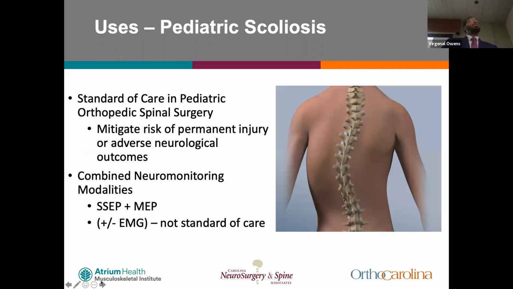For pediatric scoliosis, neuromonitoring is considered the standard of care. There have been multiple studies that show that it helps to mitigate the risk of permanent injury and adverse neurological outcomes. They recommend that you use combined neuromonitoring modalities. So pretty much everyone here does SSEP and MEP. In terms of EMG, this is not considered standard of care at this time. The reason is multifaceted: it's less sensitive in the thoracic spine, where you usually need pedicle screws for scoliosis patients. There are no established thresholds. So sometimes certain surgeons use it, but it's not on a consistent basis.